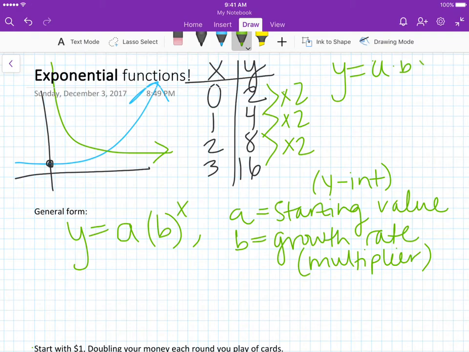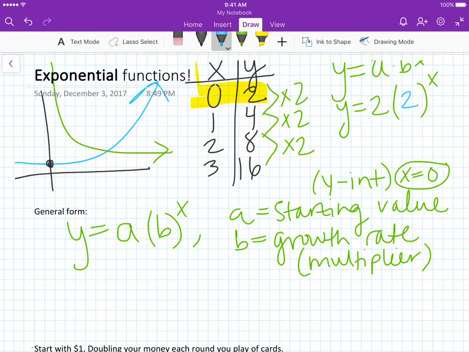So if I were to make an equation like the general form a times b to the x, I would know my starting value is when x is 0. A y-intercept is when x is 0. Well, then that means my a value is 2, because when x is 0 here, y is 2. Now I don't know my b, but I know that x is going to remain an exponent. My b is my multiplier. Well, all I've seen is that every single time x went up by 1, y doubled. So in this case, my multiplier would be 2 as well.